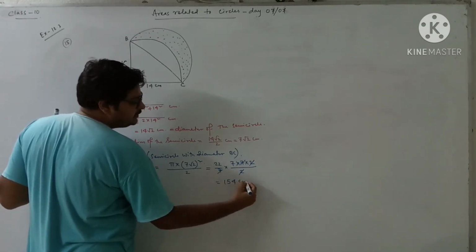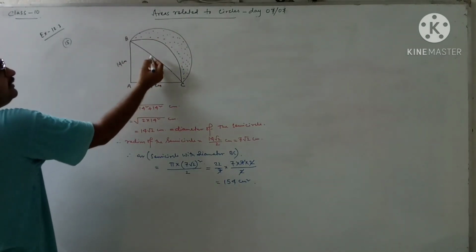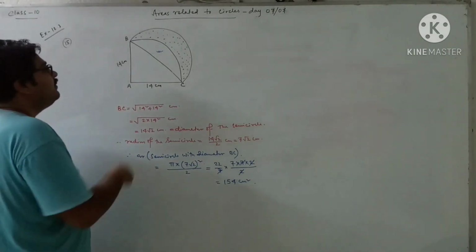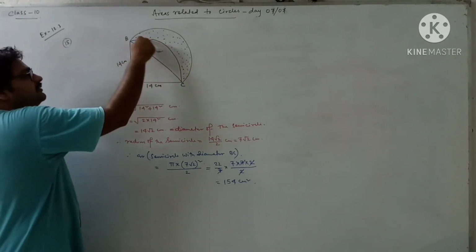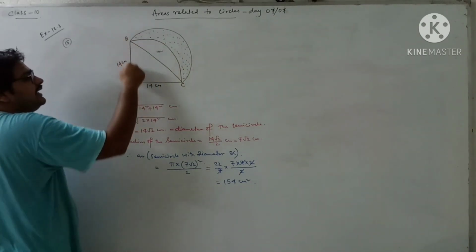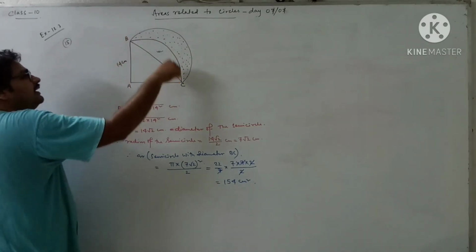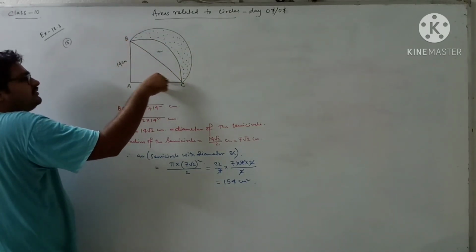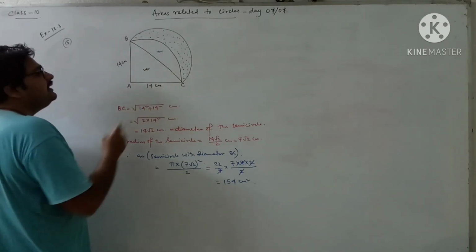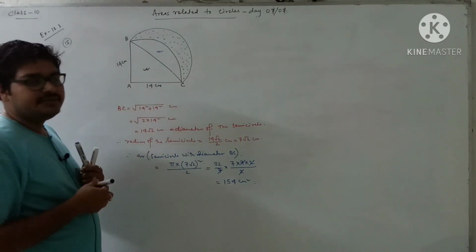So 154. So you got the area of this semicircle. Now I need to get the area of this unshaded part. How will you get it? From this quadrant area, quadrant is ACBA. From this quadrant area, if I subtract the area of this triangle, then I will get the area of this unshaded smaller part.